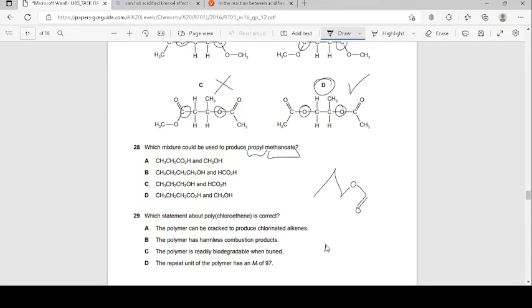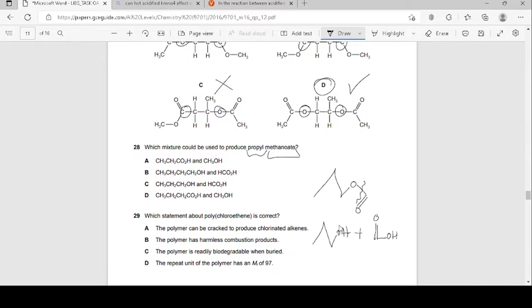I think I should be right because then, yeah. So that breaks down, and you get an OH. This is your methanoic acid. If you break it down, you get methanoic acid, and on the other side you get OH. Alright, so that is the way it is.